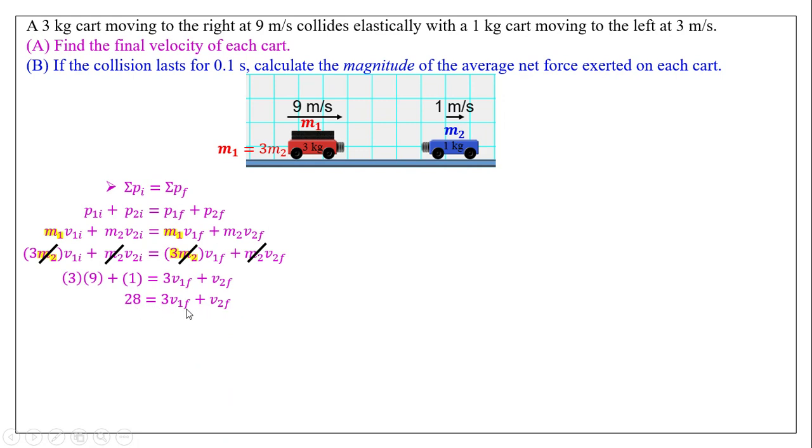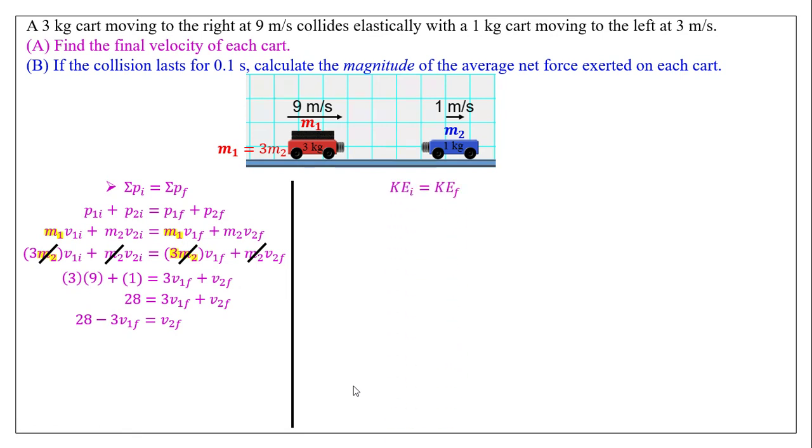So now I have a statement with 2 unknowns. V2f is already by itself, so I'm going to go ahead and get that by itself. You can get V1f by itself, but I would not. Why do that when you have V2f already by itself? So I'm just going to move this 3V1f to the left side, which makes it negative. So it'll be 28 minus 3V1f, which is equal to V2f. Well, as you can see here, you have a statement with 2 unknowns, so you're kind of stuck.